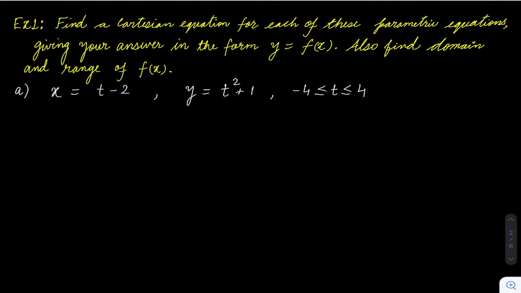My first question is, find a Cartesian equation for each of these parametric equations, giving your answer in the form of y equal to f of x, that is Cartesian form, and also find the domain and range of f of x. Okay, so let's try this. They have given a parametric equation, that is x in terms of t and y in terms of t, and they have given a range for t also, that is from -4 to +4.